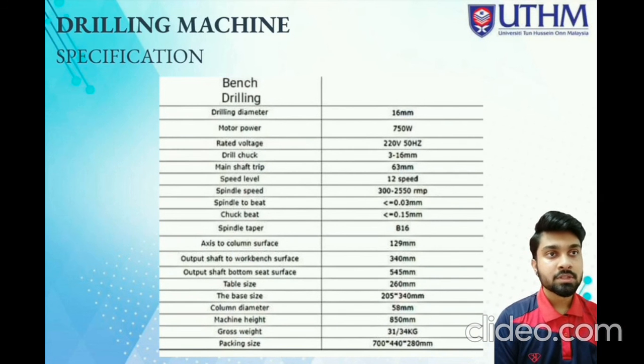In this machine, we can set the speed level 1 to 12 speed. The spindle speed we can use is 300 to 2550 rpm. The maximum size of drill that can be accommodated by the machine is 16 mm. The output shaft to workbench surface is 340 mm, which means the workbench can adjust up and down until the limitation. The table size of this machine is 260 mm and the weight of the machine is 850 mm.